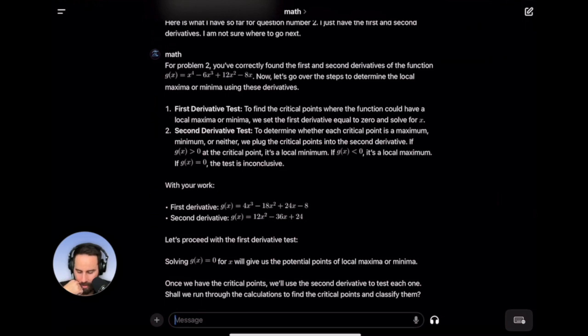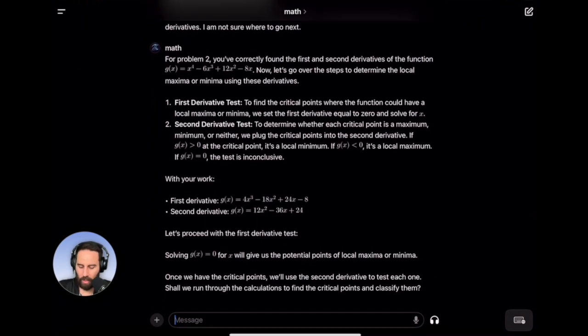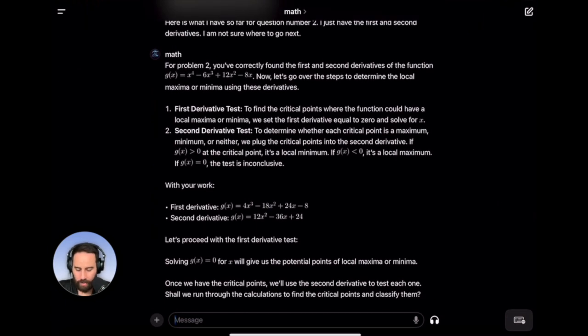Let's proceed with the first derivative test. Solving for x will give us the potential points of maximum or minimum. Once we have the critical points, we'll use the second derivative to test each of them. So we have to solve for x here. If you're having trouble, let's work it together.